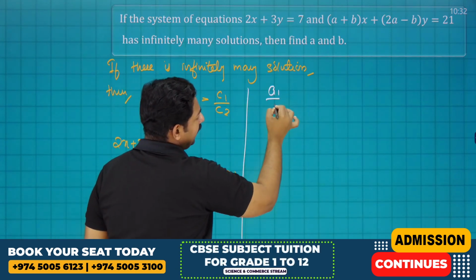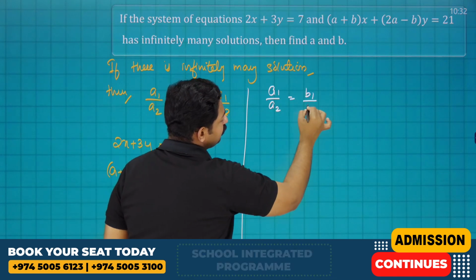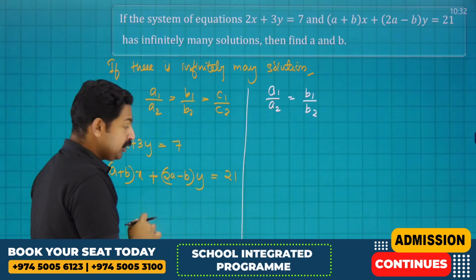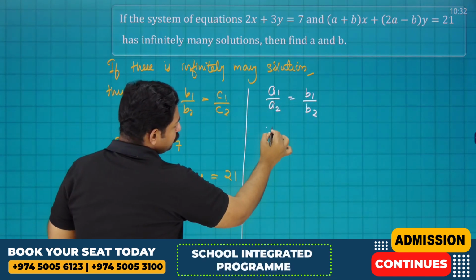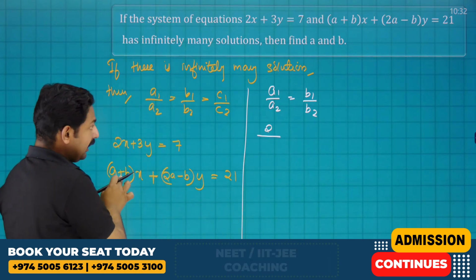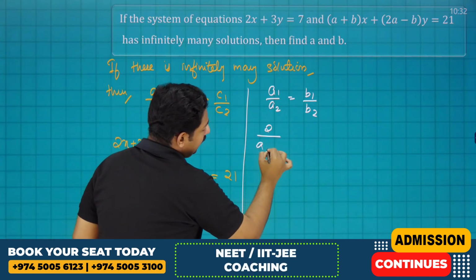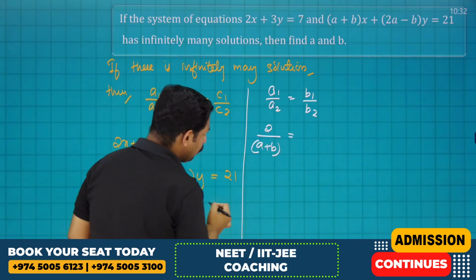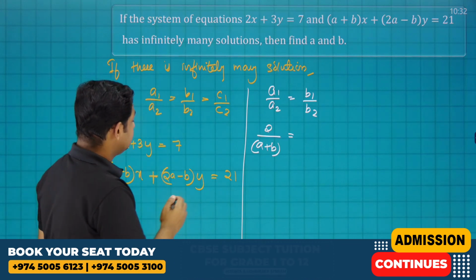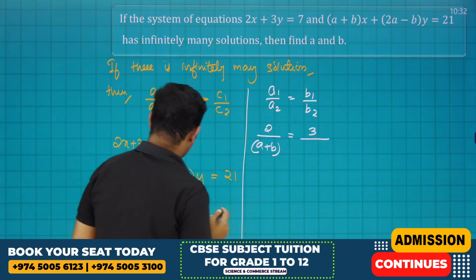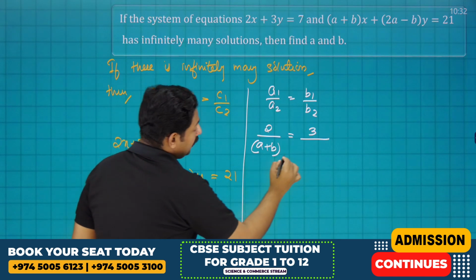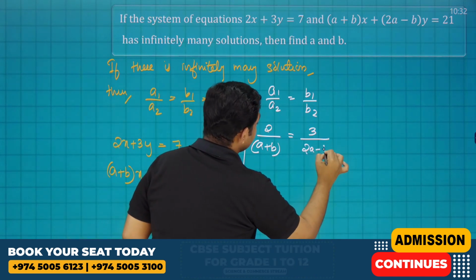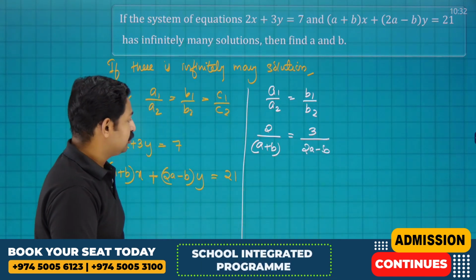So a1 by a2 is equal to b1 by b2. We know that. I am equating these two. So what is a1 here? 2. So 2 by, what is a2? A plus b. So 2 by a plus b is equal to, what is b1 here? 3. So 3 by, what is b2 here? 2a minus b. Okay, so we can equate.